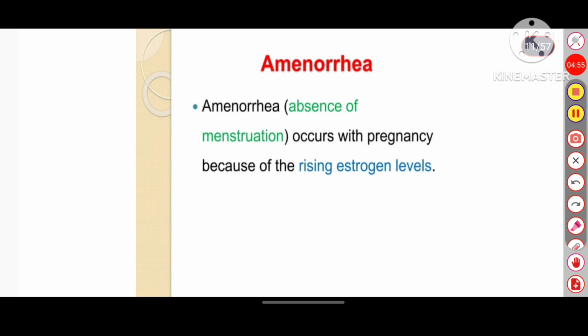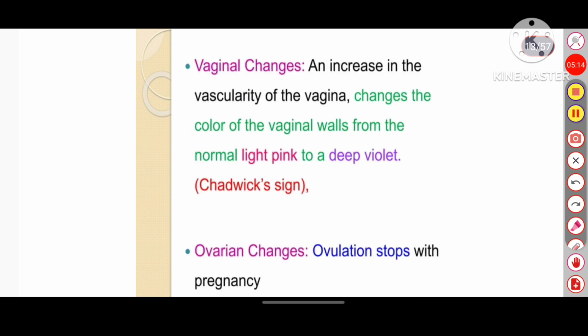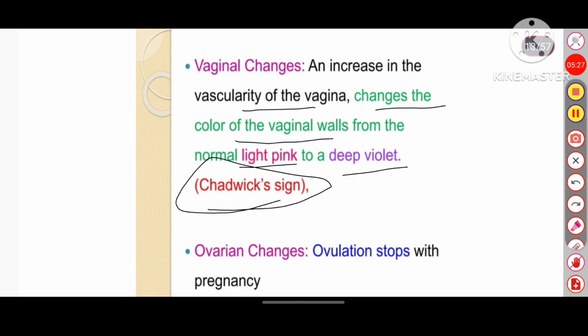Next, another important change is amenorrhea. It is the absence of menstruation that occurs during pregnancy. It is mainly caused because of rising estrogen levels. Next are the cervical changes: there is a softening of the cervix during pregnancy, called Goodell sign. Next are the vaginal changes. You need to write that there is increased vascularity of the vagina, and a change in the color of the vaginal walls from normal light pink to deep violet, and this is called Chadwick sign.